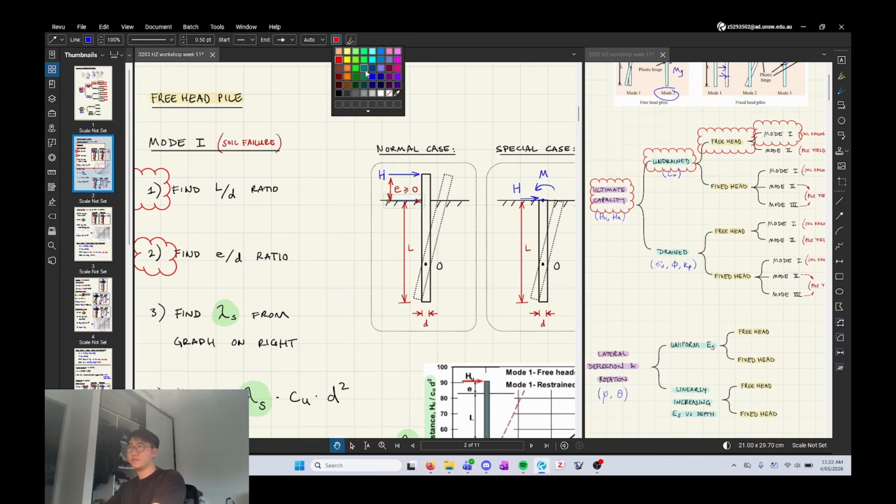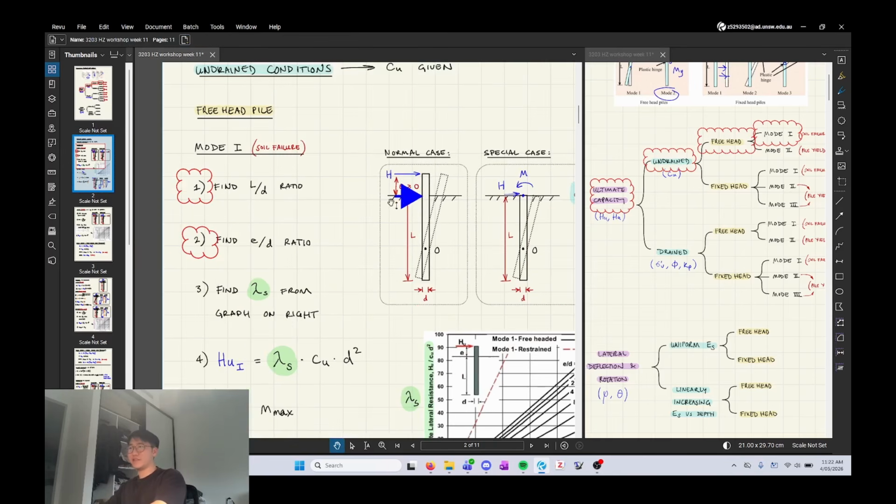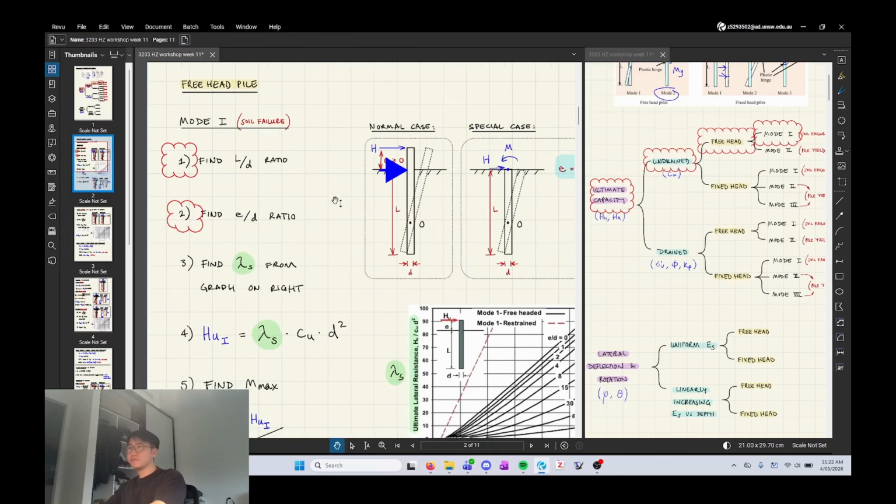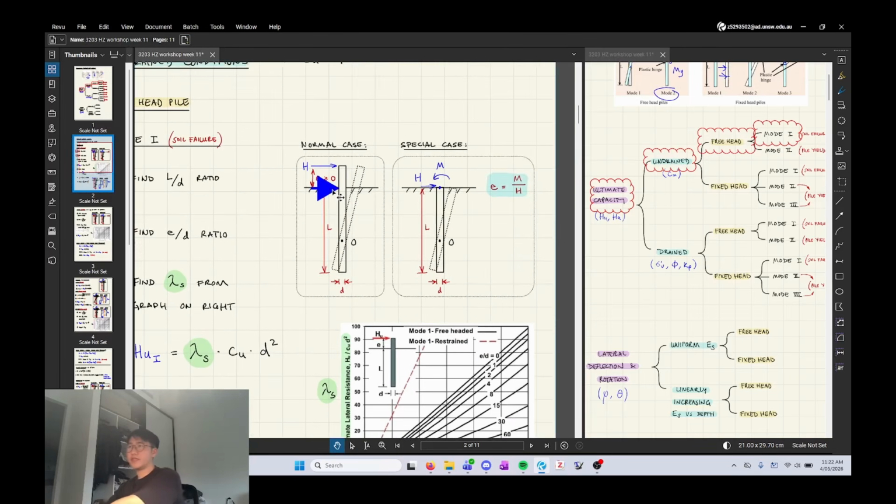If H was there, for example, so if I set this to blue, hopefully that's visible. Okay, that's definitely visible. So if H was there, then E is 0. There's also a special case, which is that if your H is applied at ground level, but you have a known moment that's also applied, then you can work out your eccentricity with this formula as well. This would be the equivalent of applying H up here, as if you're eliminating your point moment.